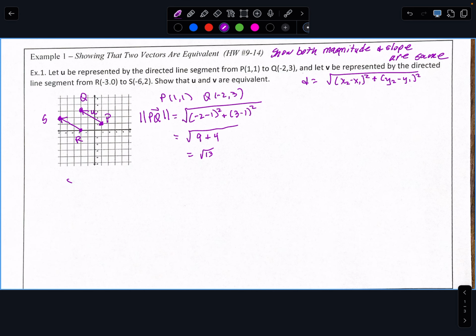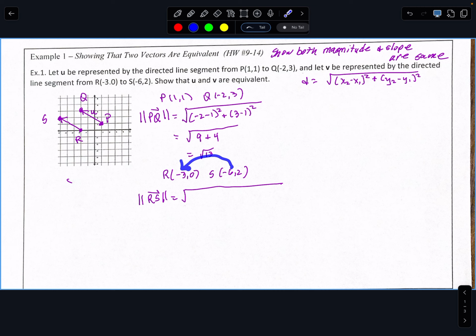Well, you need to find the length of RS. R is at negative 3, 0 and S is at negative 6, 2. The notation is the magnitude of vector RS. Again, we are going to find that change in x, plus the change in y.